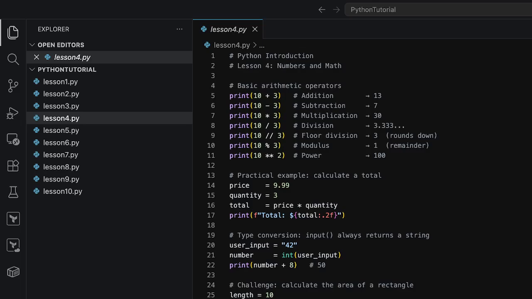And double asterisk is the power operator. 10 to the power of 2 is 100.